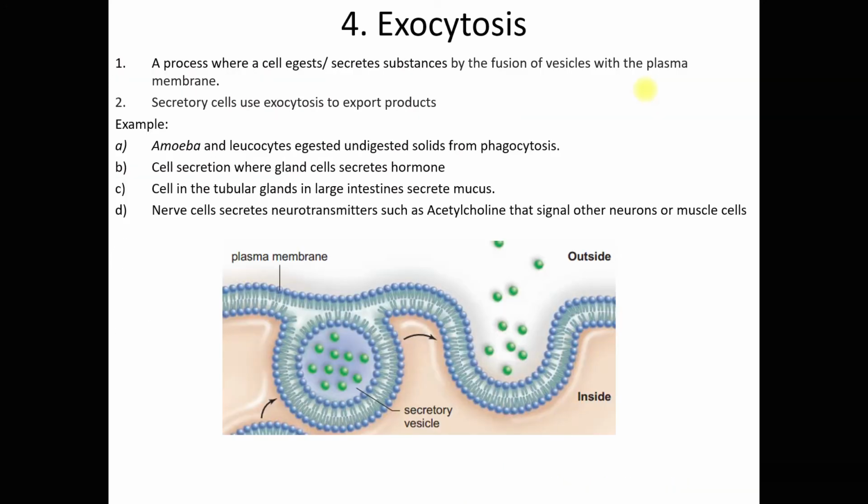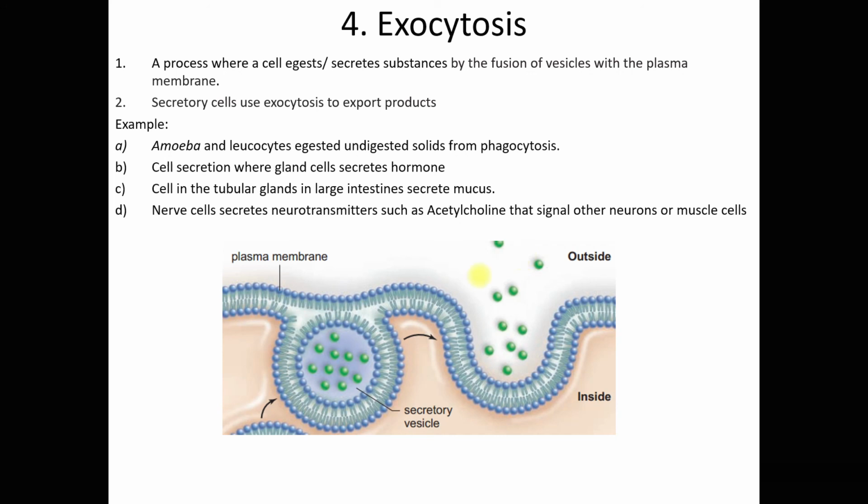Now the last one for bulk transport is exocytosis. Exocytosis is a process where a cell ejects or secretes substances by the fusion of vesicles with the plasma membrane. So this vesicle from the cell will fuse with the plasma membrane and eventually eject the particles from the vesicle. So secretory cells use exocytosis to export products.